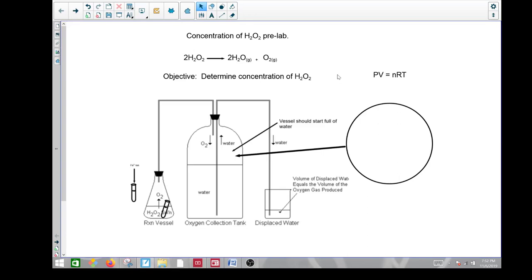Good afternoon, this is Schweitzer, and this is a short little video looking at some of the pre-lab content for this particular lab called concentration of hydrogen peroxide.